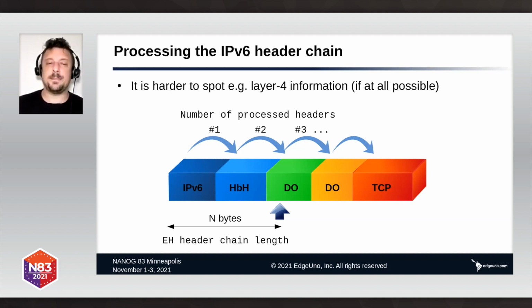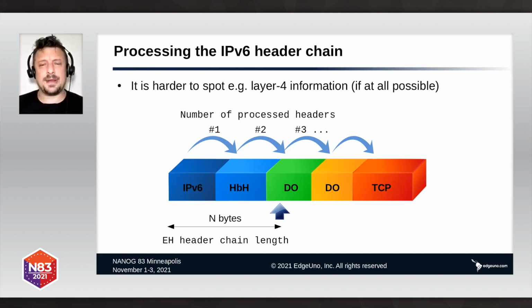So in this sample packet, we have the basic IPv6 header, then a number of extension headers in between, and then a TCP header. If some device needed to obtain TCP information, it would have to start by processing the IPv6 header. Then it would jump into the next header, which in this case is a hop-by-hop options extension header. Then it would look at the length of the header, and based on that, it would jump to the next header, and so on.